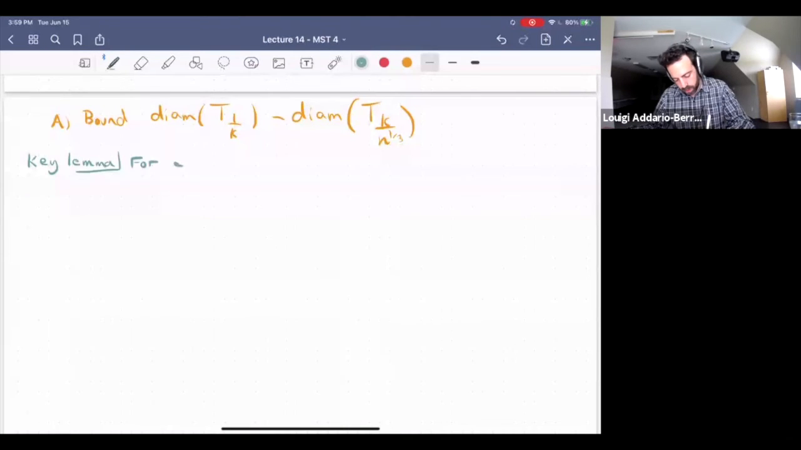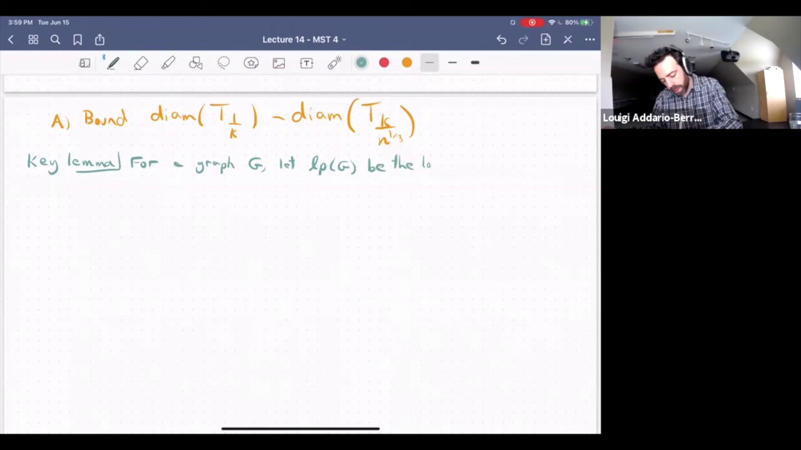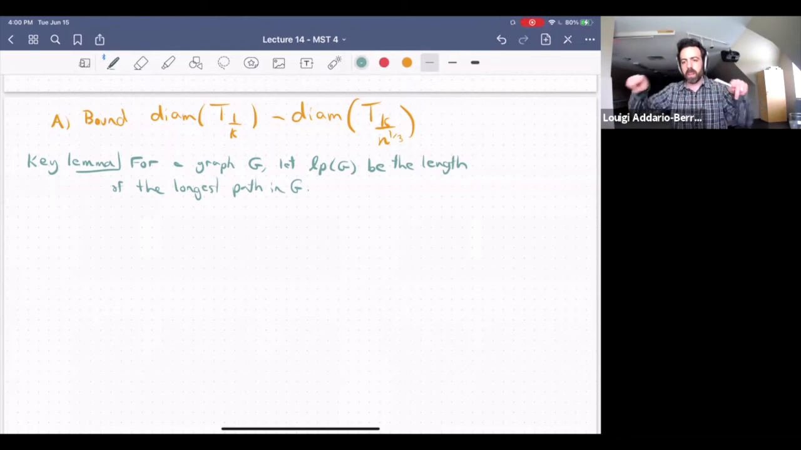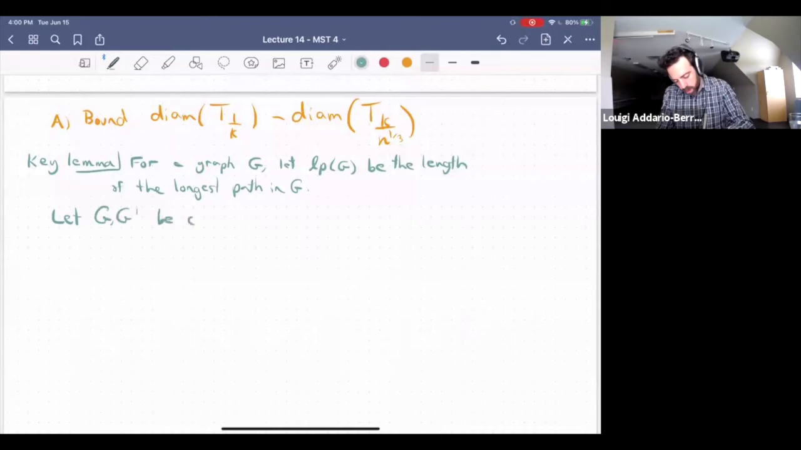Okay, so given the graph G, I'll write LP of G for the length of the longest path in G. So this can be even longer than the diameter. It doesn't have to be a geodesic of any kind. You can take any path you like. And now we'll look at graphs G and G prime, so connected graphs with the same vertex set, but where G is a subgraph of G prime.